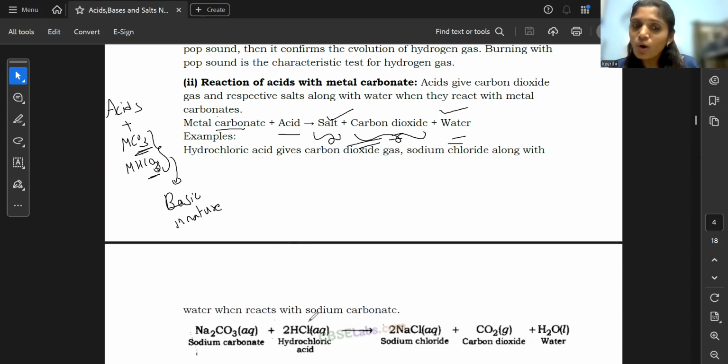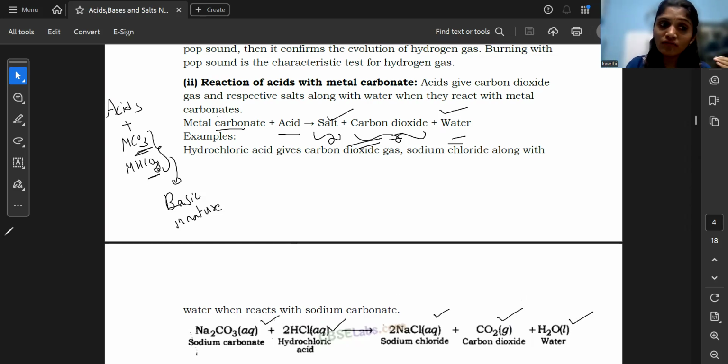Clear with this? All acids have to be written with the physical state of aqueous. Because it is a soluble metal carbonate, I'll write it as aqueous. This is a soluble salt, so I write it as aqueous. Because this is a gas, I'm writing it as gas. H2O is water, liquid, so I'm writing it as liquid. Be clear with the physical states in all the chemical reactions. If you are writing physical states wrong, it is a very big problem.